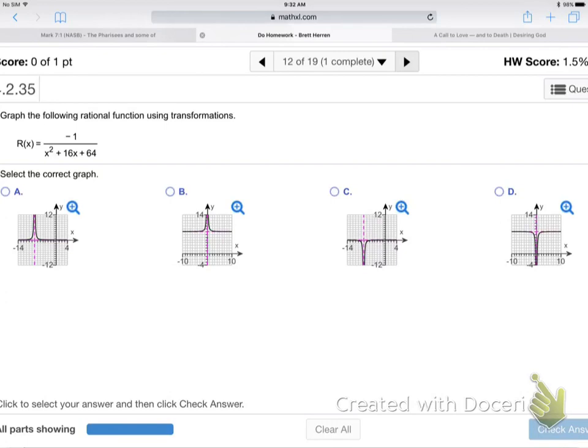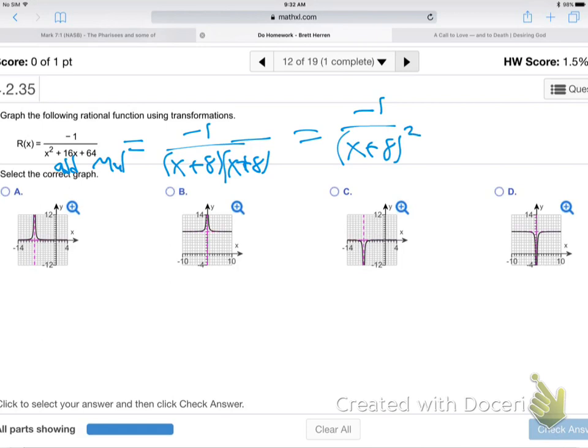So this one, you can see that up there. I'm just going to do this one super quick. I'm just going to factor that bottom. It's x plus 8 squared, isn't it? Because it multiplies to be 64 and adds to be 16. So that's minus 1 over x plus 8 squared. Well, so what's the x plus 8 do? It's going to be left 8, yeah, because x is opposite.